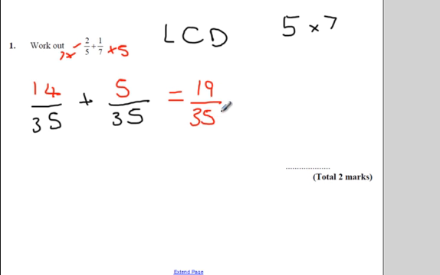Quick check, can I simplify this down? Well, 19 is in fact a prime number, so I'm not going to be able to divide it by anything other than 19 and 1. So my final answer for 2 marks is 19 35ths, and I can't do anything else.